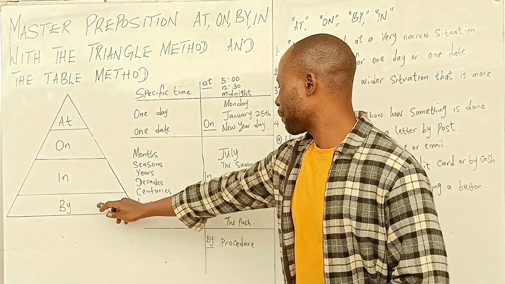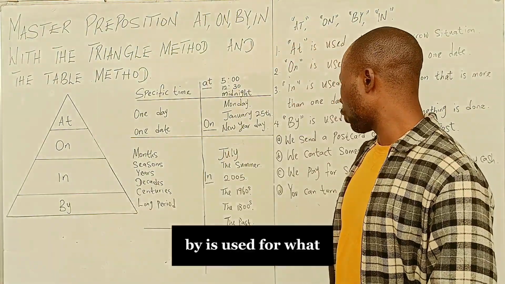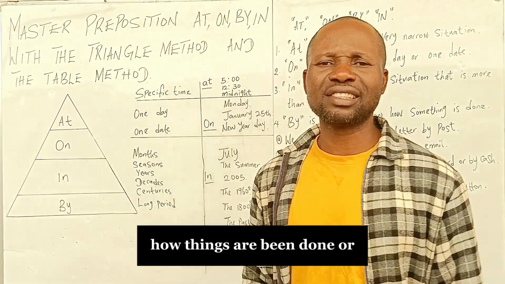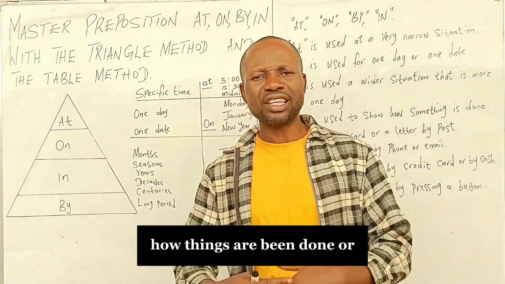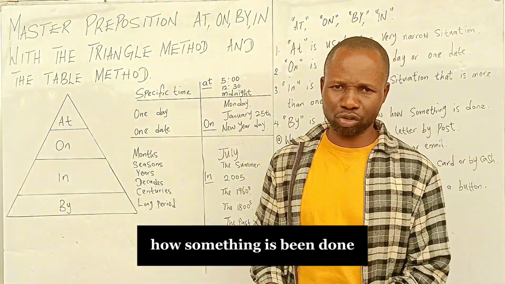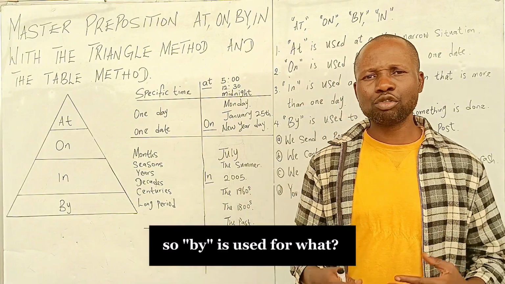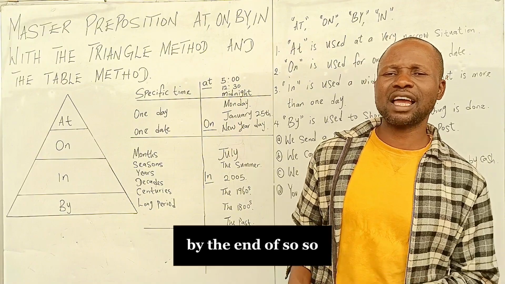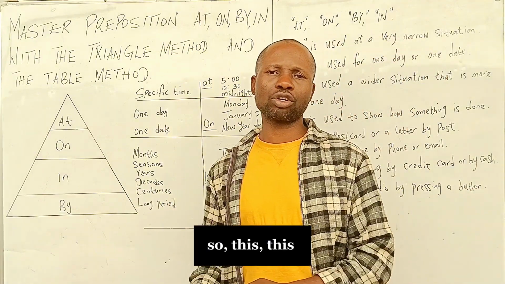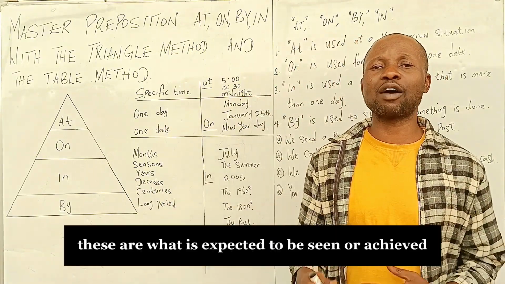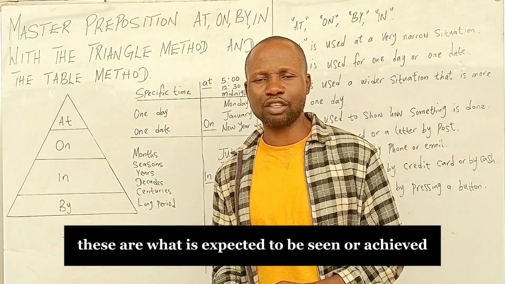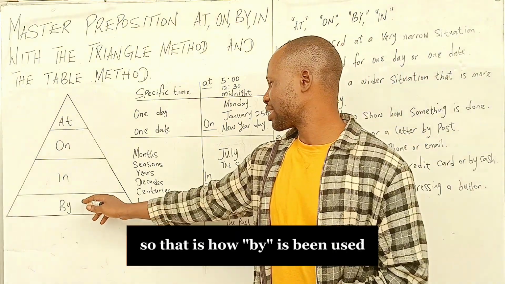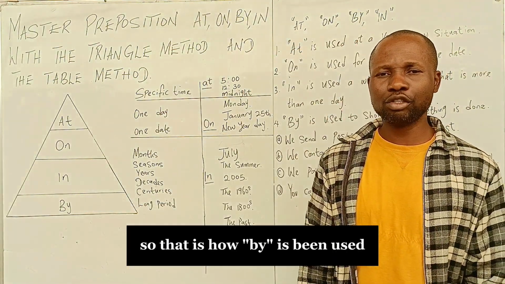Now, by. By is used for what? To show procedure. What is procedure? How things are being done, or how something is being done. So by is used for what? Procedure. By the end of, so these are what is expected to be seen or achieved, or how something is being done. So that is how by is being used.